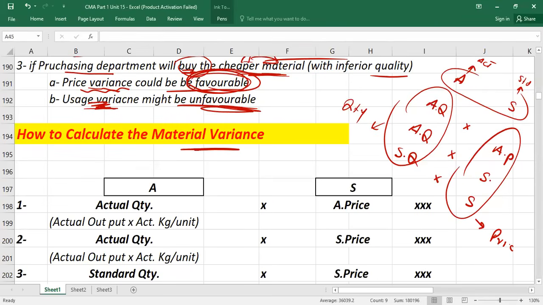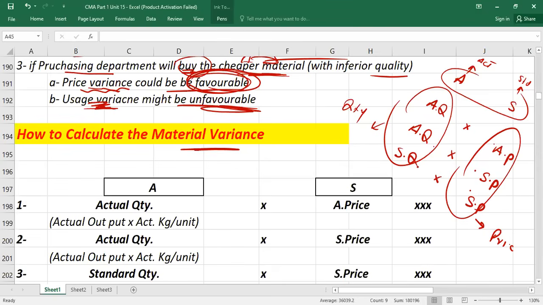Actual price, standard price, standard price. So what are the three lines? First line is actual quantity, actual price. Second line is actual quantity, standard price. Third line is standard quantity, standard price. First, write these three lines: A times A, A times S, S times S.